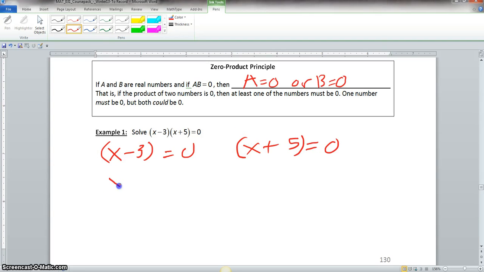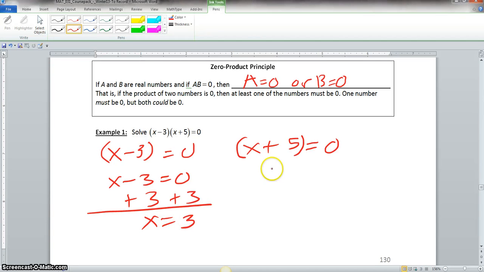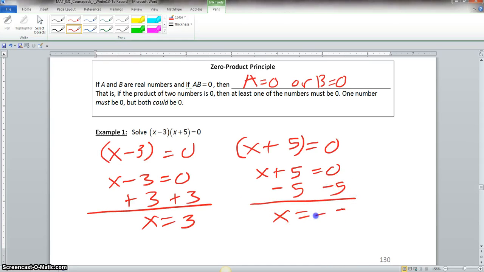Now we could drop the parentheses. We have x minus 3 equals 0. We add 3 on both sides, and x is 3. Over here, we drop the parentheses, and we'll subtract 5 on both sides, and x is equal to negative 5. So your answer here is x is 3, comma, negative 5. That means x could be 3 or negative 5, and that will make this whole problem 0.